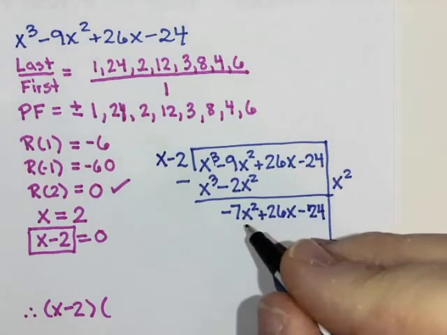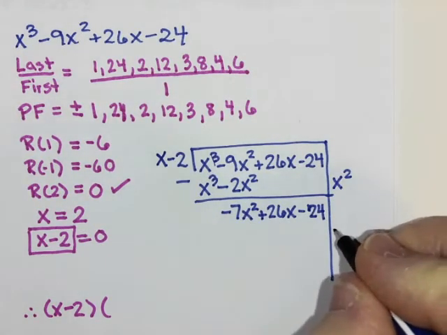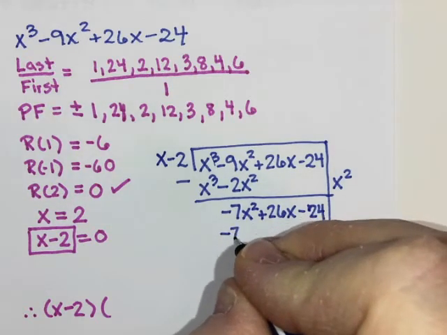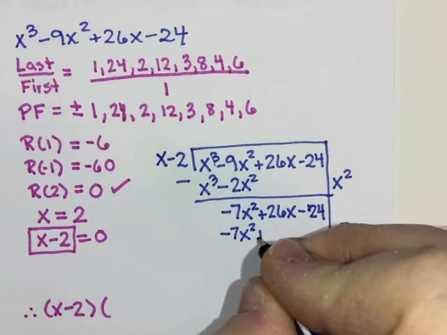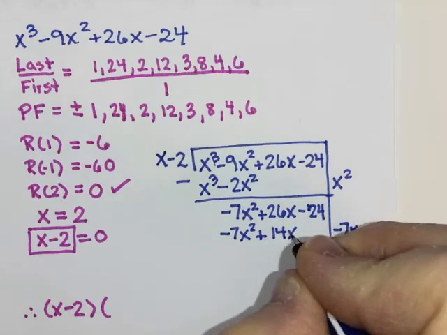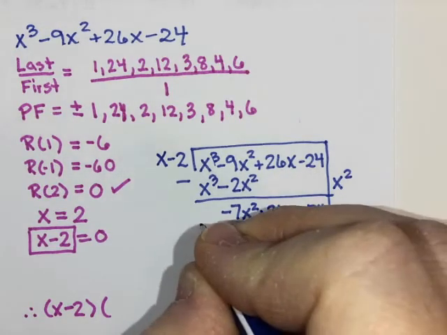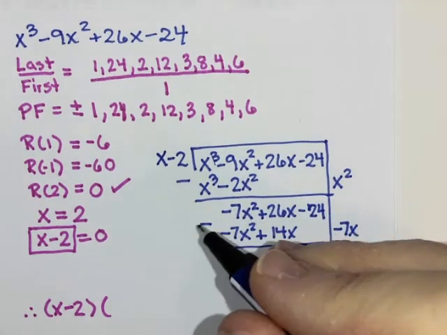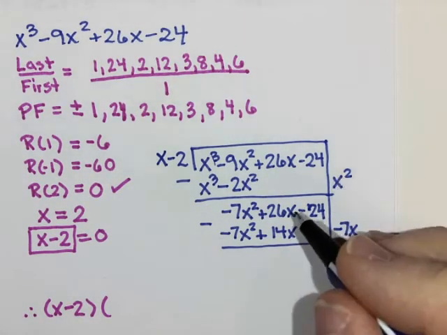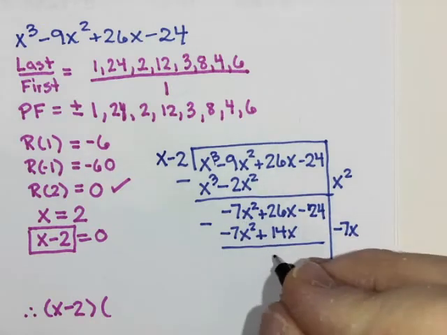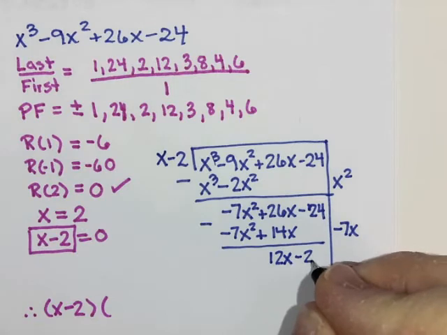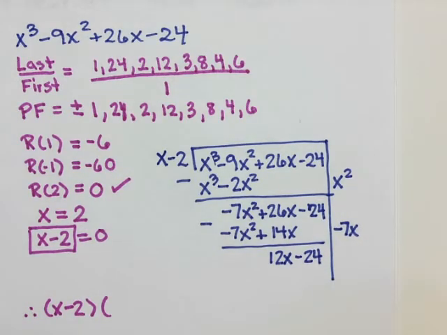Okay, up next, how do I turn an x into a negative 7x squared? I multiply by negative 7 and x. So negative 7x squared plus 14x. I got that by multiplying both of these by negative 7x. So negative 7 minus negative 7 is 0. 26 minus 14 is 12x. And then negative 24 take away nothing is negative 24.